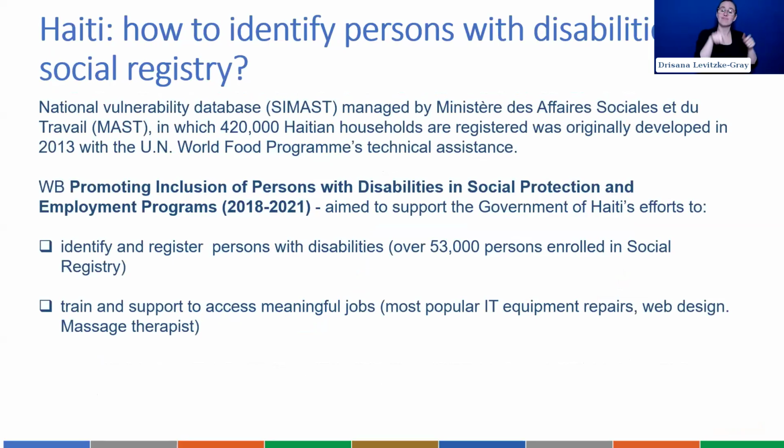We started with the existing social registry, which was created in 2013. Inside of this social registry, using the Washington Group subset of questions, this short set of six questions, we started to identify persons with potential disability. This project allowed us to identify around 53 persons, and they were enrolled in the social registry.